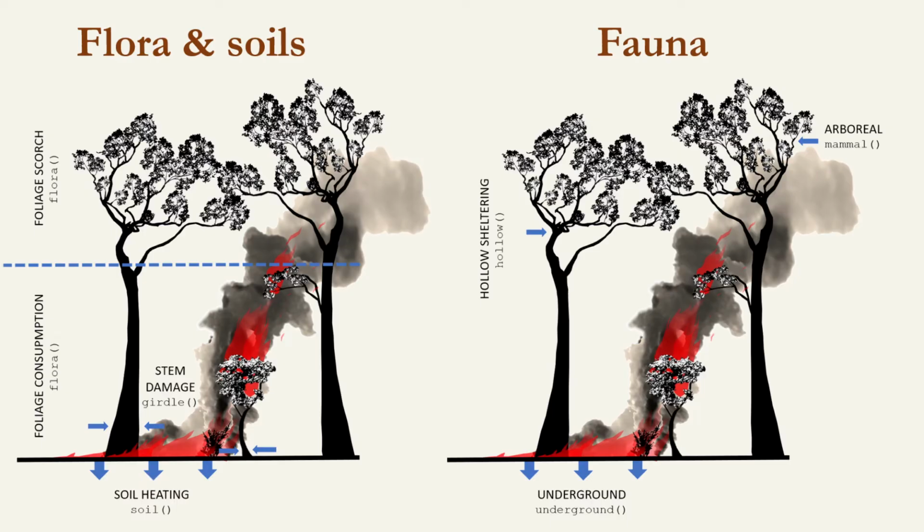There are 7 functions in FRAME for modelling first order impacts. 4 of these are for flora and soil communities, and 3 are for fauna. The first of these is the soil function, which models the heat profile in the soil over time. This allows us to look at fire heating effects on soil communities of bacteria and fungi, as well as seed storage and effects of heat on physiological factors such as germination.